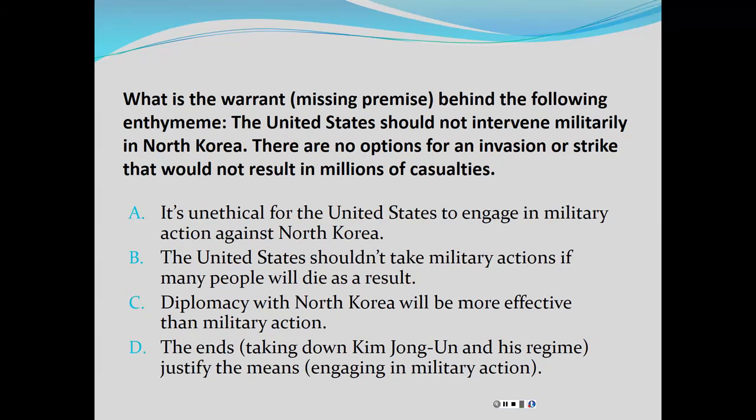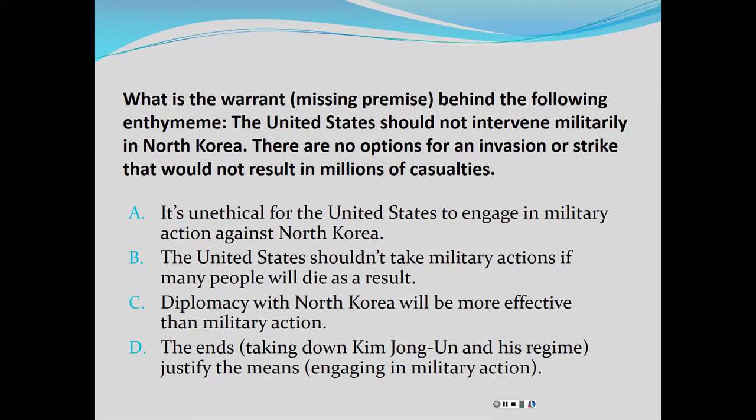You're going to try and figure out what's the missing premise of this enthymeme. The United States should not intervene militarily in North Korea. There are no options for an invasion or strike that would not result in millions of casualties. This is an argument that I happened to see in a think piece a couple weeks ago. It may or may not be a good argument, but there's people in the military who are making this argument.